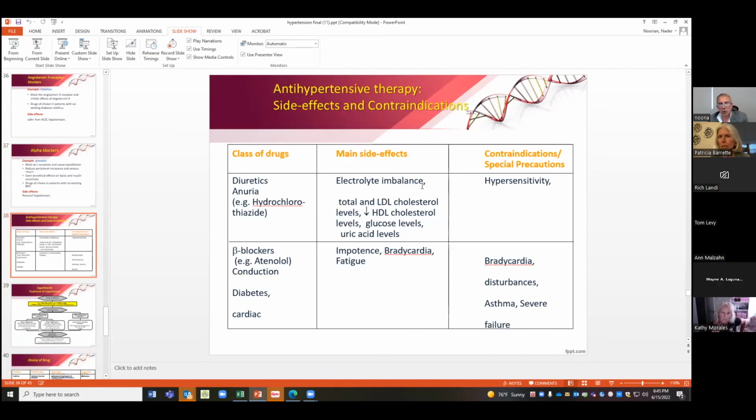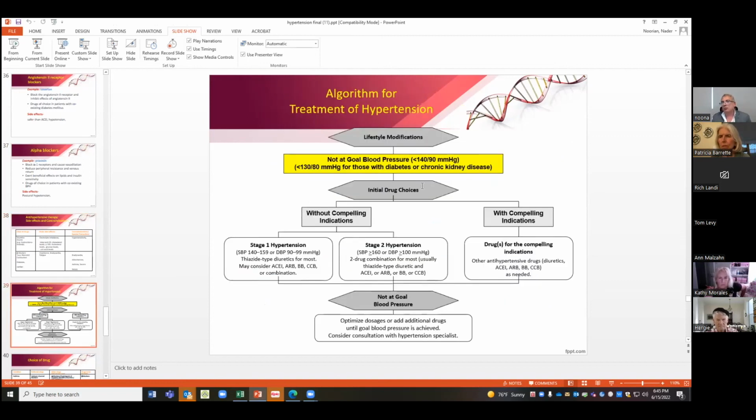Okay, so this is actually a summary of all that. I think you guys don't want to get so much in detail. This is kind of a little summary of what I talked about. So the quick slide here, and I don't want to go too far into it. I just want to tell you two things. Once you start lifestyle modification, if you're not at goal, which would be below 140/90, or less than 130/80 if you have diabetes or chronic kidney disease, then we would go with medical therapy.